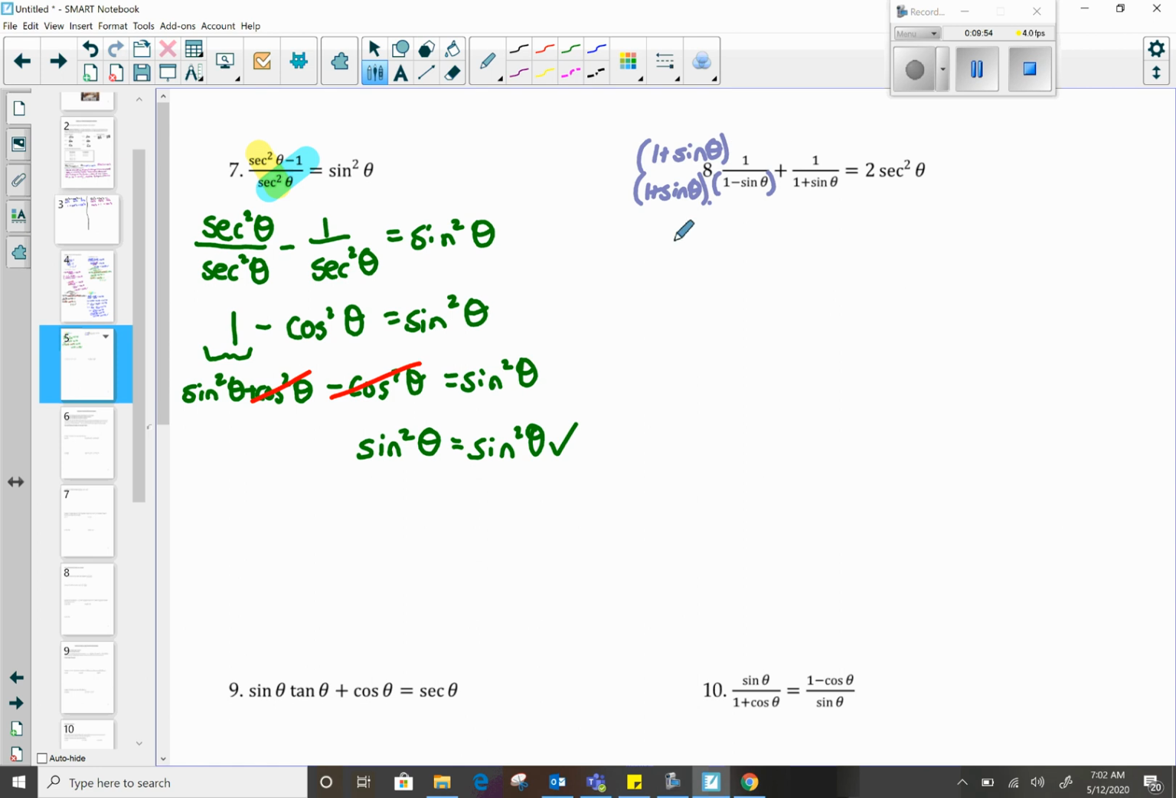So here I get 1 plus sine theta on the top, plus now I've got to multiply this side, top and bottom, by 1 minus sine theta. So plus 1 minus sine theta. Okay, because when you distribute that one, that's what you get, and it's all over 1 plus sine theta times 1 minus sine theta.